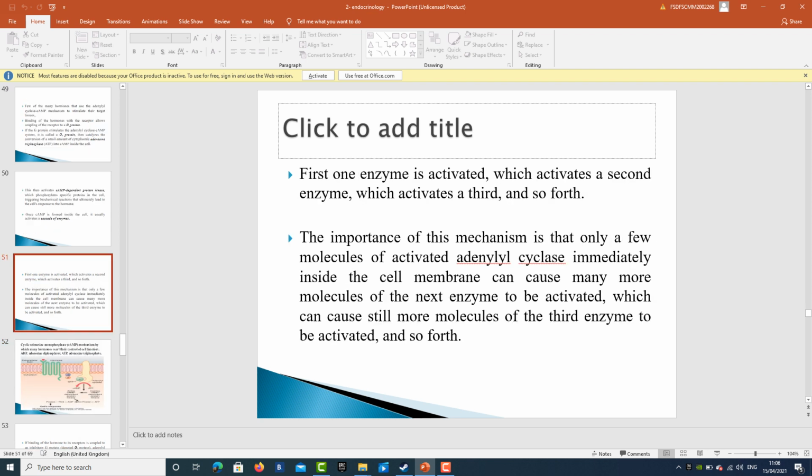First one enzyme is activated, which activates a second enzyme, which activates a third, and so forth. The importance of this mechanism is that only a few molecules of activated adenyl cyclase immediately inside the cell membrane can cause many more molecules of the next enzyme to be activated, which can cause still more molecules of the third enzyme to be activated, and so forth.